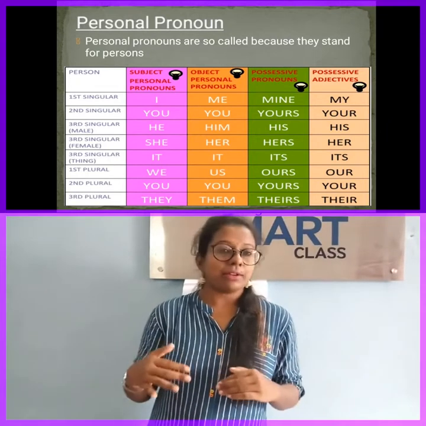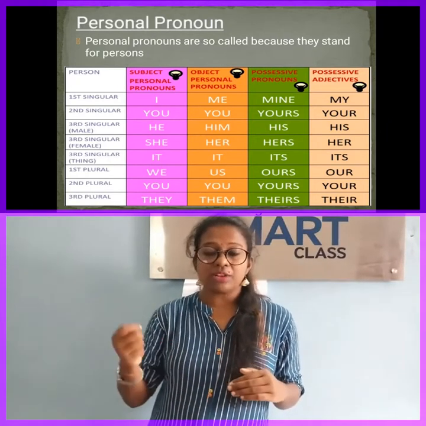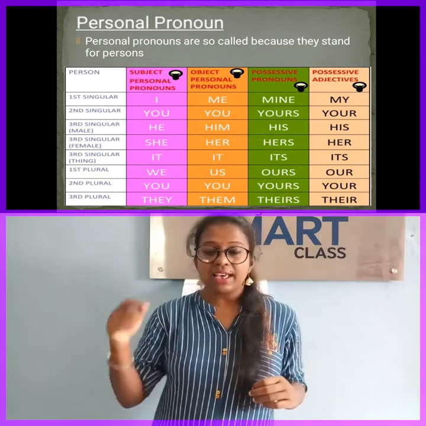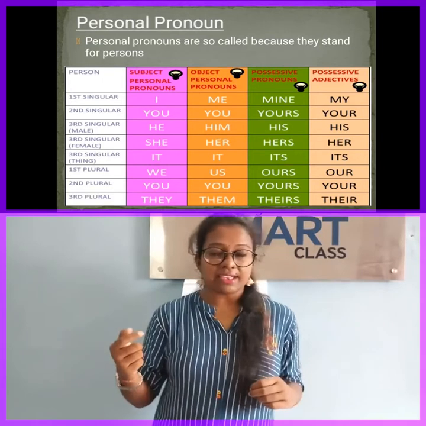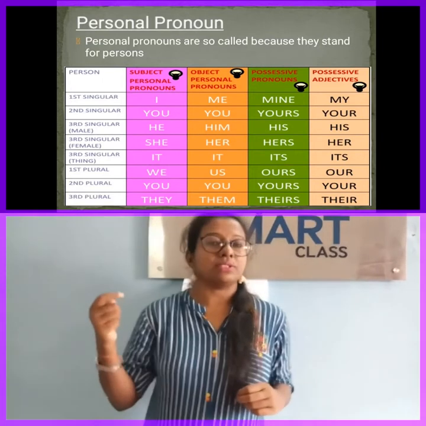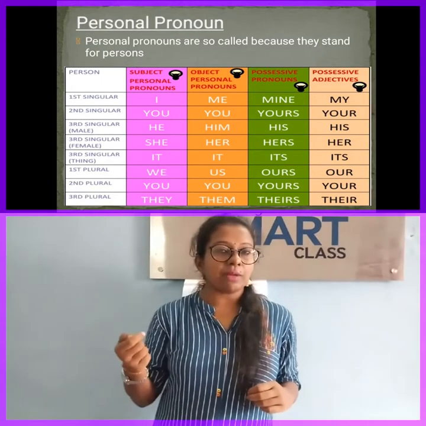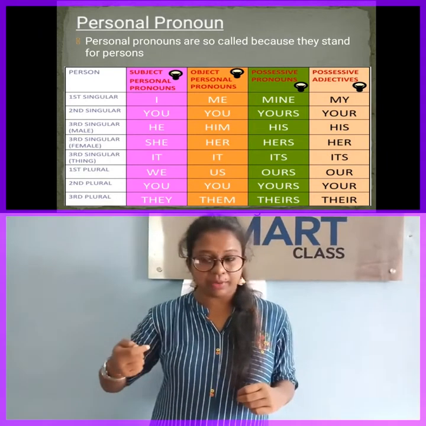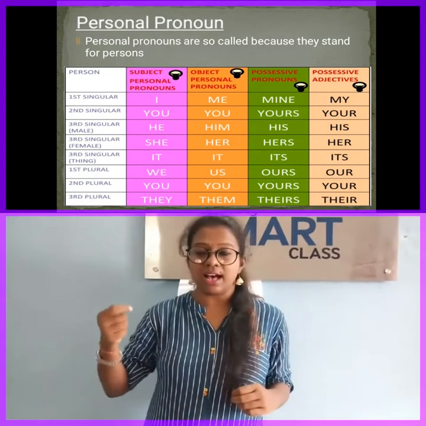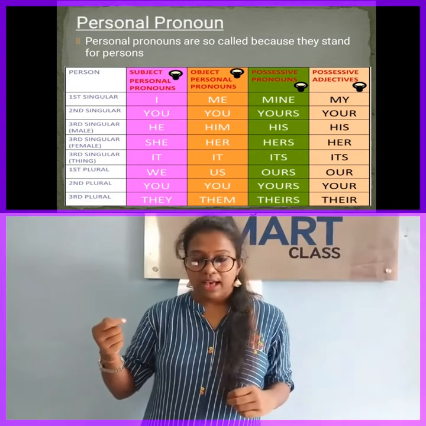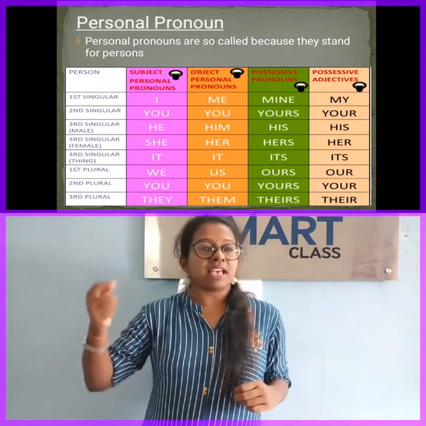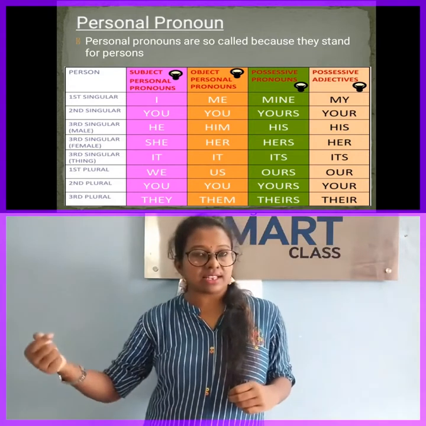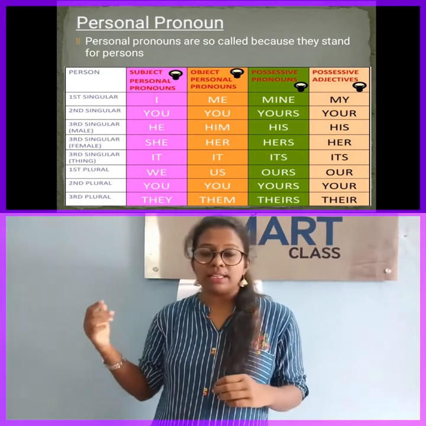So now we are coming to the third person singular, that is in case of male, that is he in the nominative case, him in the accusative case, and his in the possessive case. And in the case of female, what happens? She is in the nominative case, her is in the accusative case, and hers is in the possessive case. And in case of it, it remains same in both the nominative and accusative, but it changes in the case of possessive one, that we call its.